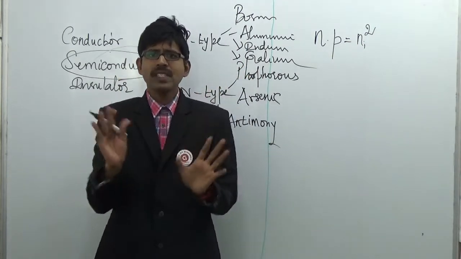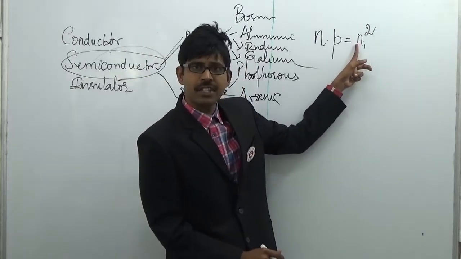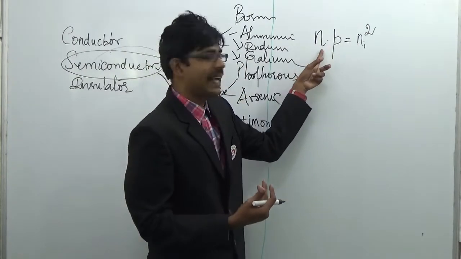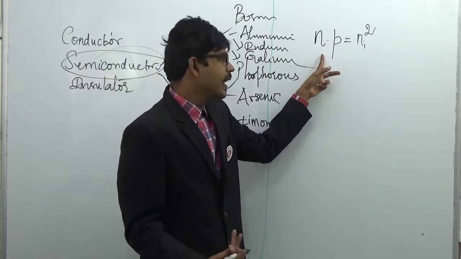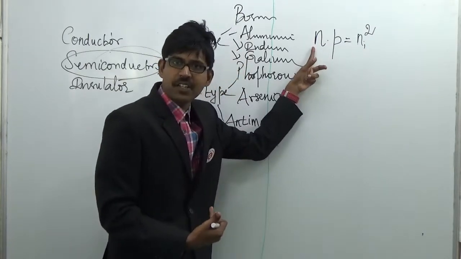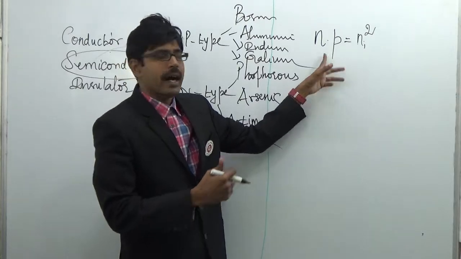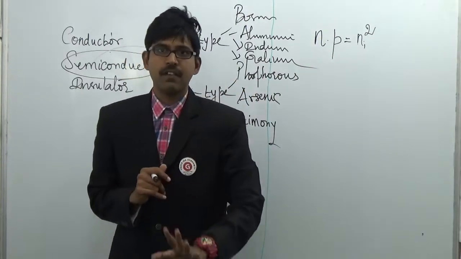That means in most of the questions the intrinsic concentration will be given and the hole concentration will be given, and you will be asked to find the electron concentration. Or you will be given the intrinsic concentration and electron concentration, and you will be asked to find the hole concentration. So this is a very important formula.